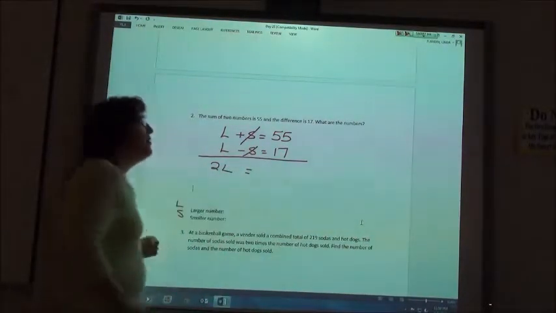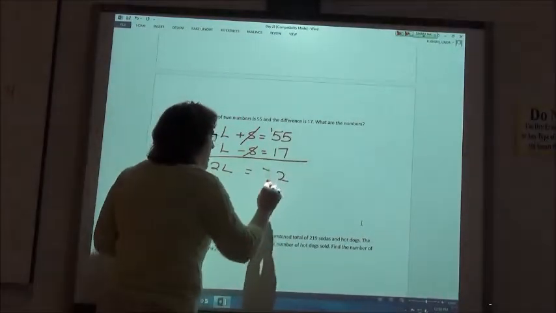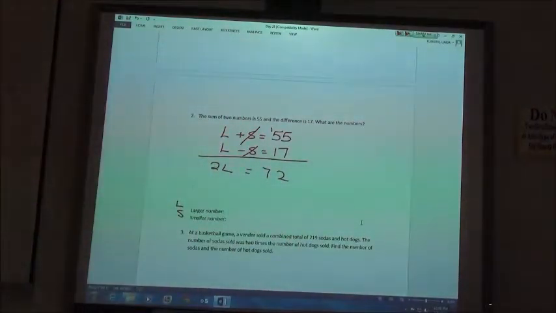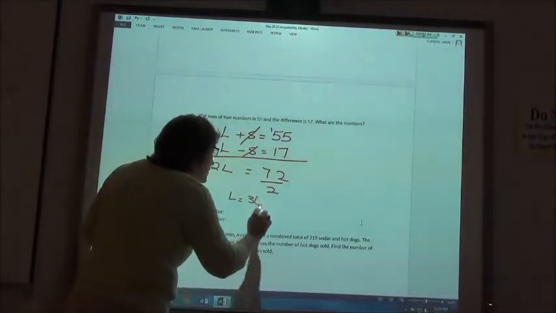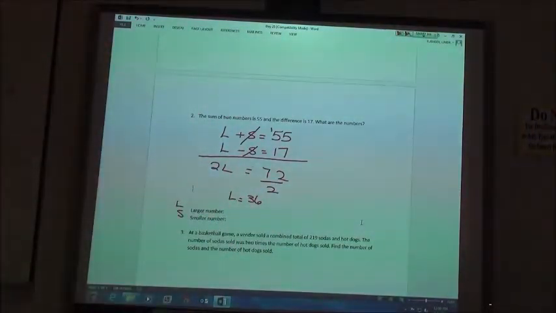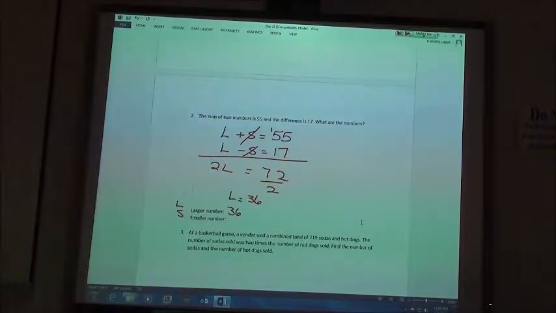And then I'm going to add the 55 plus the 17. 72. So in order to solve that for L, all I need to do is divide by my 2. L is going to equal 72 divided by 2, which would be 36 then. So my large number is 36. Found my larger number. I still need to know what my smaller number is.